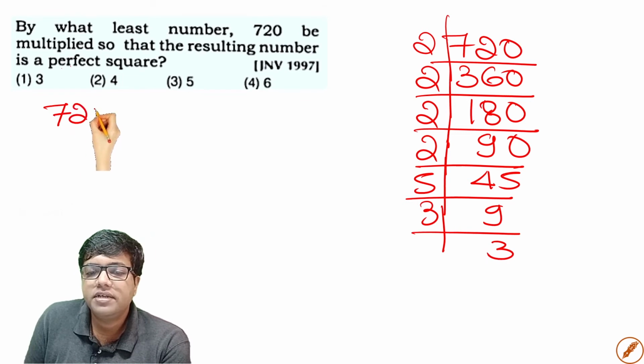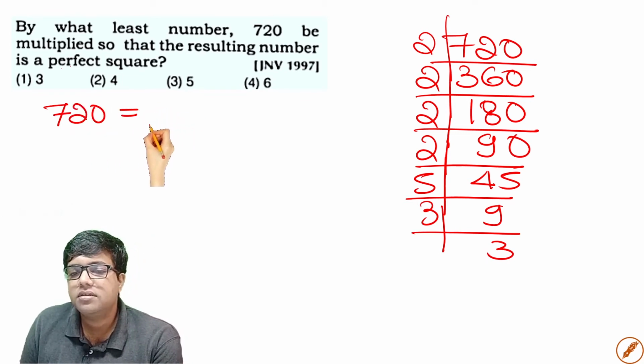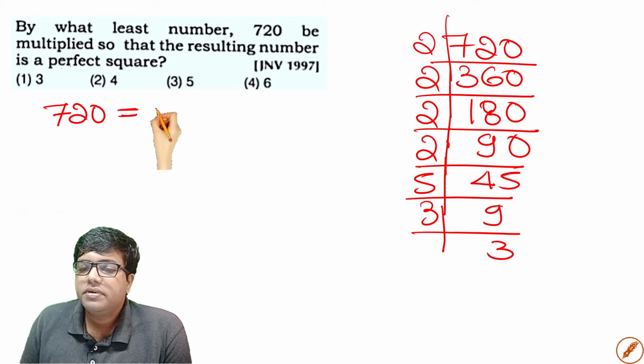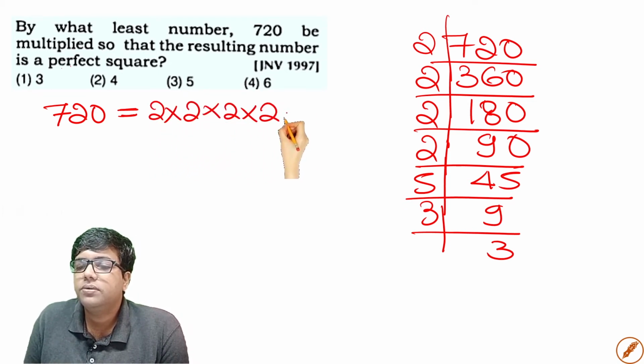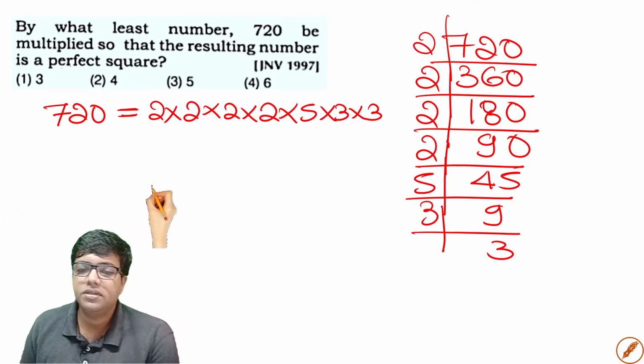Therefore, if we factorize 720, let us write all the prime factors of 720. 2 into 2 into 2 into 2 into 5 into 3 into 3.